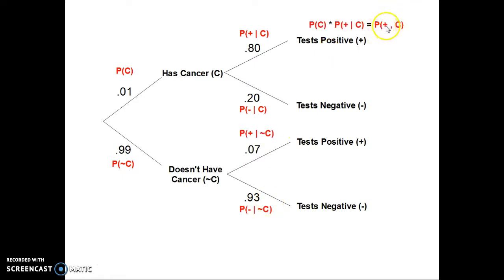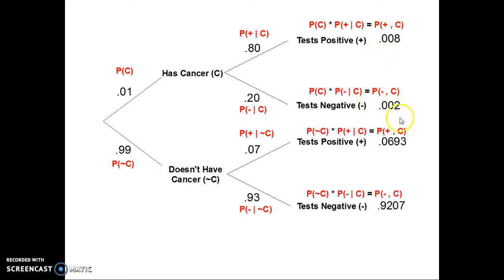To find the joints, we just multiply. We multiply the probability that you have cancer times the probability that you test positive given that you have cancer, and that gives us 0.008, or 0.8%, like we saw in the previous slide. Doing this for all of these just fills in those joints, just like in the table.